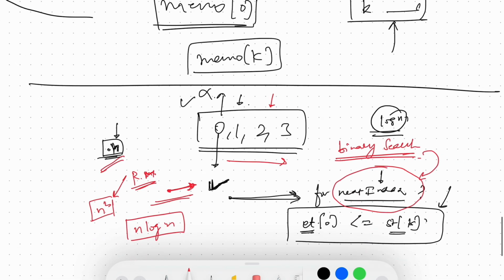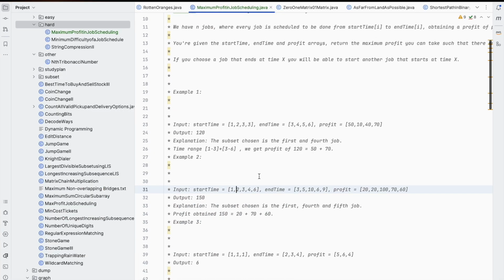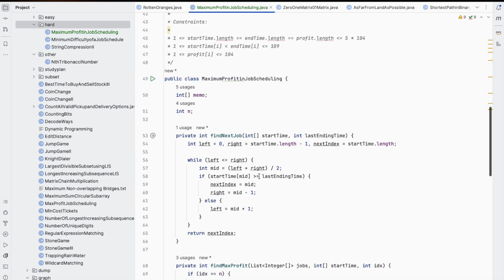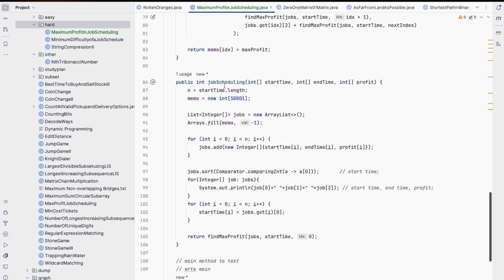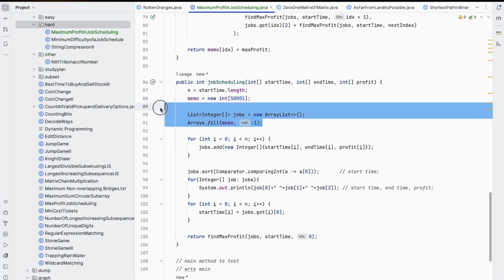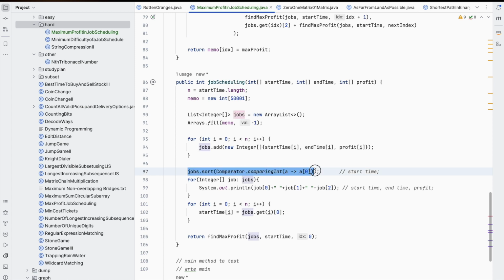Okay, now let's code this problem. Let's have a look at the code. Here, first of all, we are given a job scheduling method where we are given start time, end time, and profit. So I have consolidated these jobs in a single integer array and added them to a list of jobs. After adding it to the list of jobs, I have sorted the list based on the start time of every job. So now every job in the jobs list is sorted as per the start time.